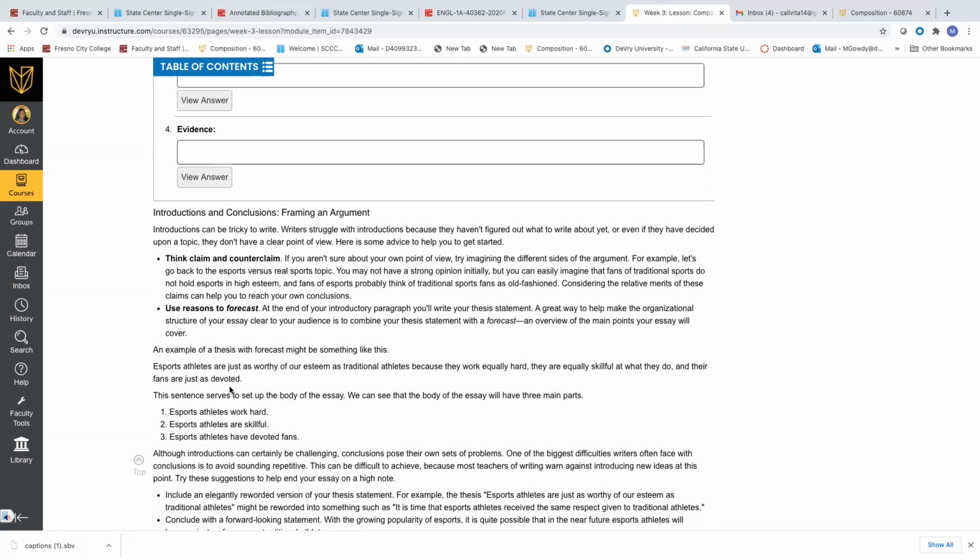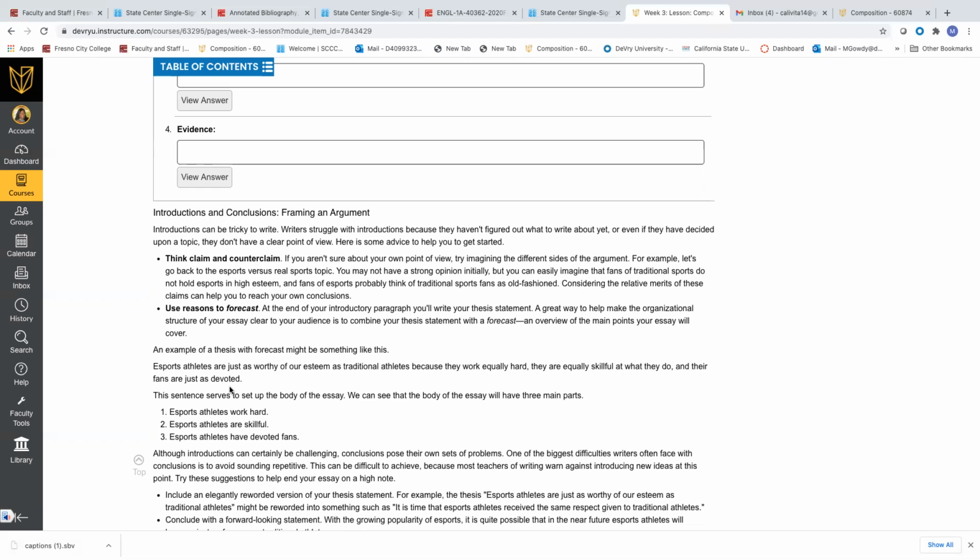For example, let's go back to the e-sport versus real sport topic. You may not have a strong opinion initially, but you can easily imagine that fans of traditional sports do not hold esports in high esteem, and fans of esports probably think of traditional sports fans as old fashioned. So, considering the relative merits of these claims, you can help yourself reach a conclusion by using reasons to forecast.